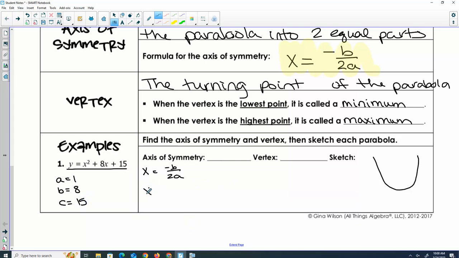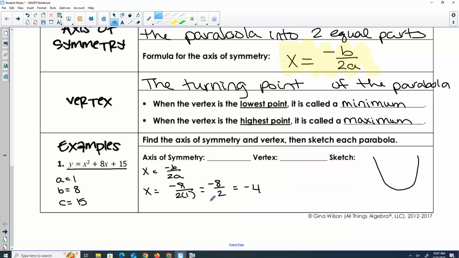So when I do this, the opposite of B is negative 8 over 2 times A, so 2 times 1. I'm just plugging those things in. Two times 1 is 2. Negative 8 divided by 2 is negative 4.